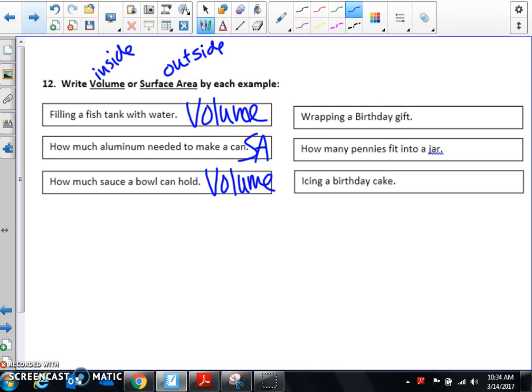Wrapping a birthday gift. You wrap the outside. So that's surface area. How many pennies fit into a jar? So they go into the jar. Therefore, that's a volume. And lastly, icing a birthday cake. As much as I would love an entire cake of just icing, you ice the outside of it. So that's going to be surface area.